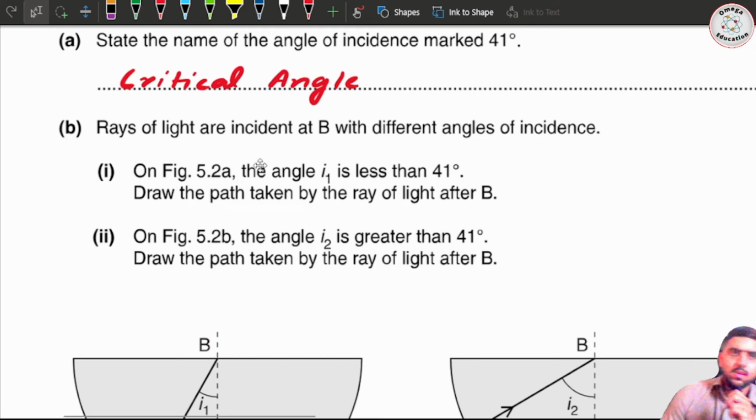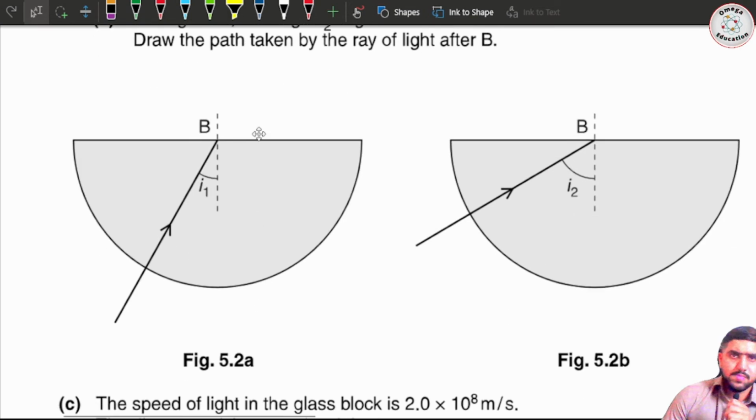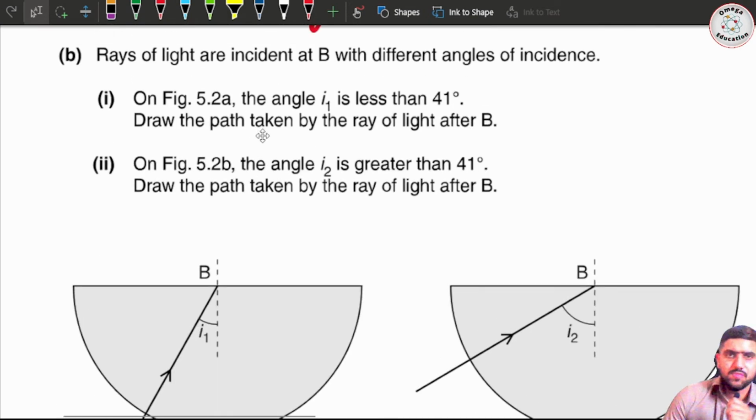Rays of light are incident at B at different angles of incidence. In the first case, on the left side, figure 5.2a, the angle I is less than 41 degrees. So the angle of incidence is less than the critical angle. Draw the path taken by the ray of light at B.